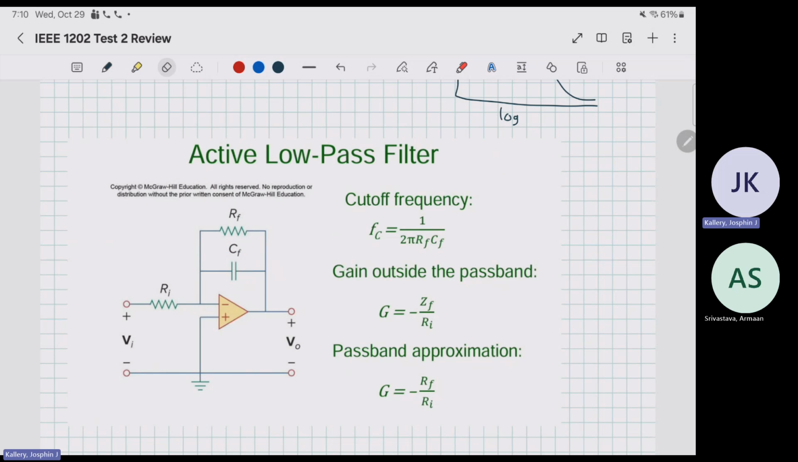Given an active low-pass filter, your cutoff frequency is given by this formula. Your resistance and capacitor come from this side. Your gain outside the passband is your impedance, because we're combining parallel capacitance and resistance, over your resistance over here. But once we're in the passband, we can approximate: we can assume the capacitor is disconnected, so our passband gain is basically RF over RI.